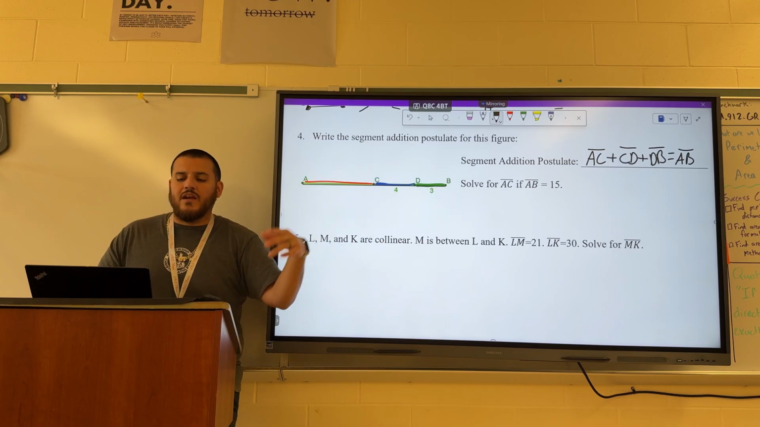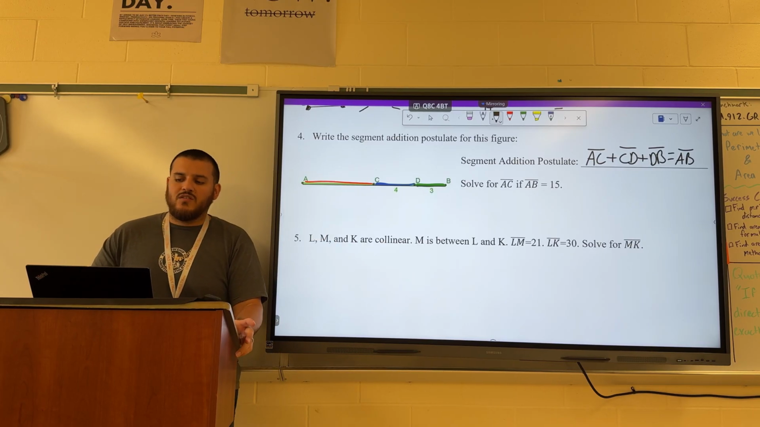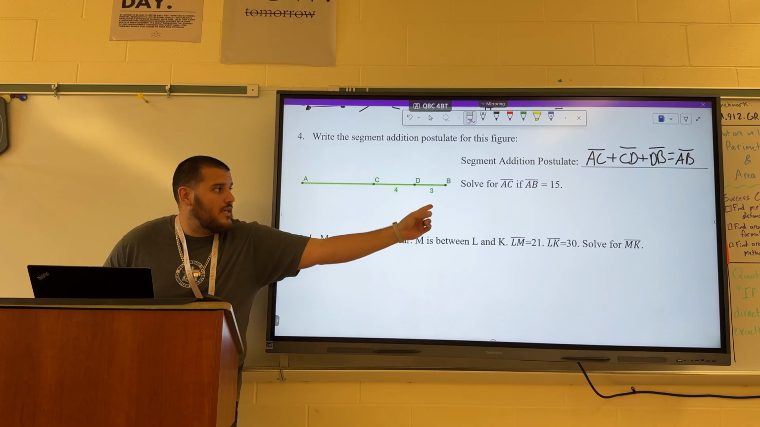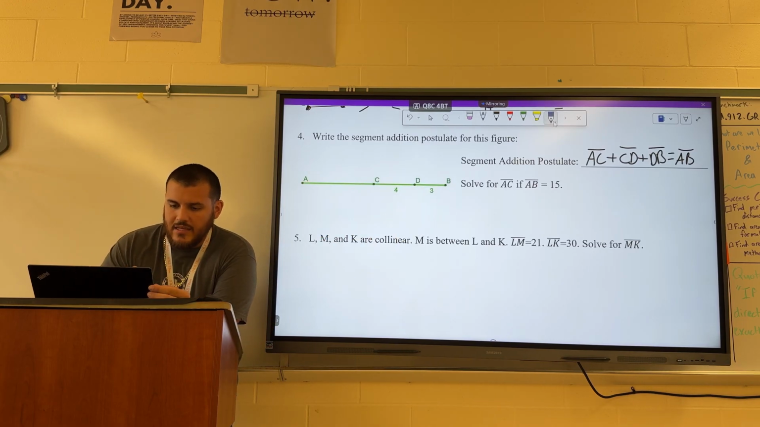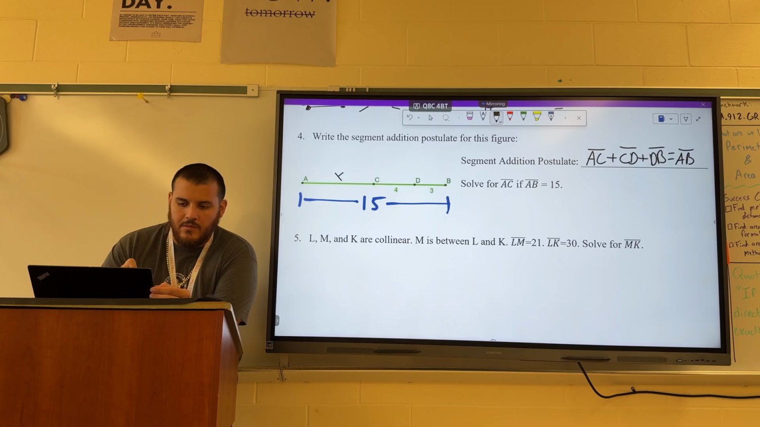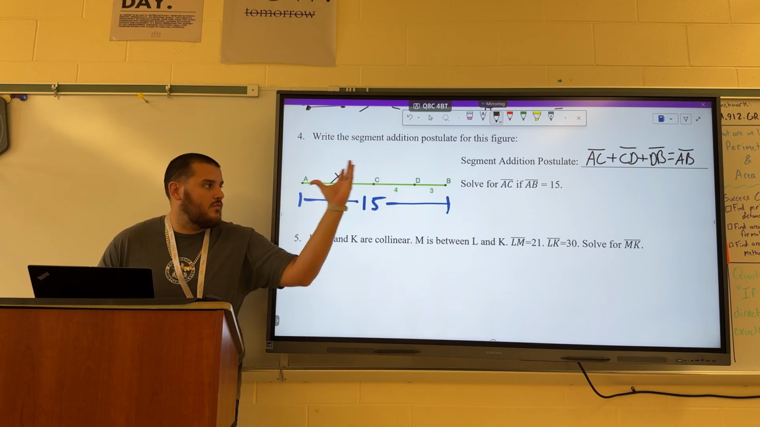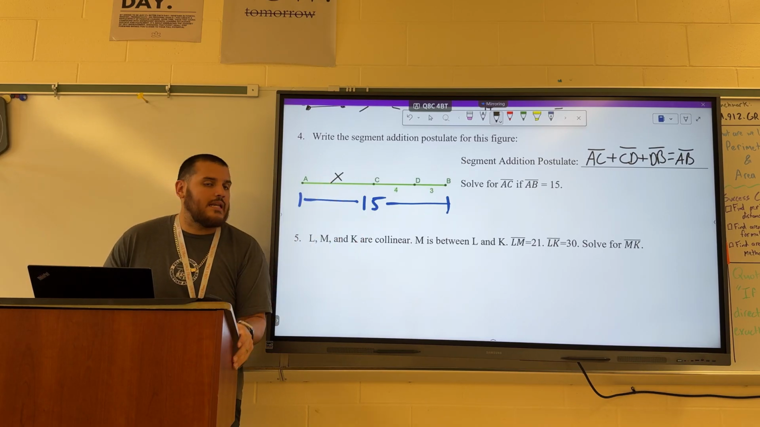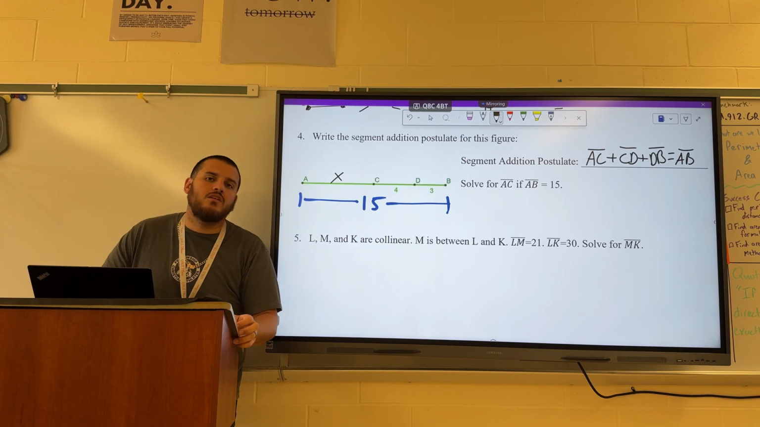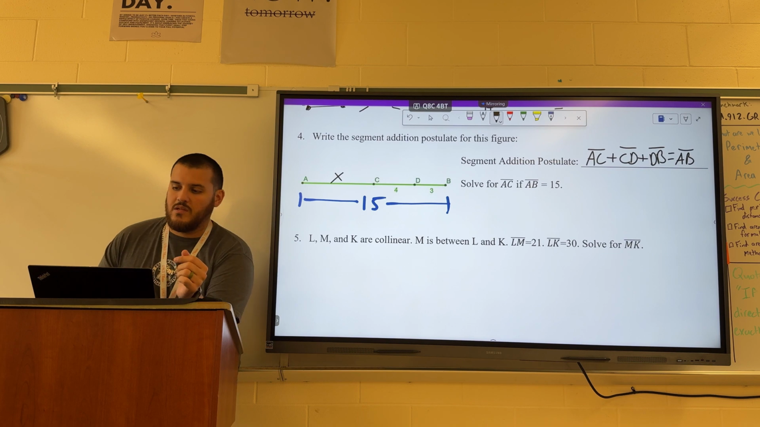Next, it says solve for AC if AB is 15 units long. So we already know CD is 4, DB is 3. They're telling me now that the whole thing is 15 and asking us to solve for AC. I'm going to put a variable there because there's no variable already involved. I can call that X. And now I can substitute these values into the segment addition postulate to solve for that missing piece.